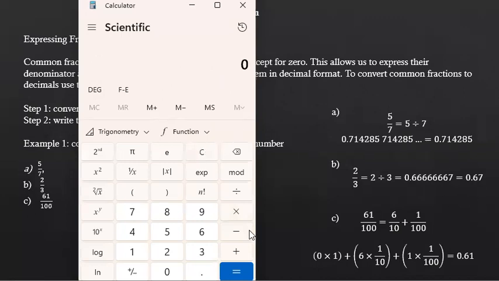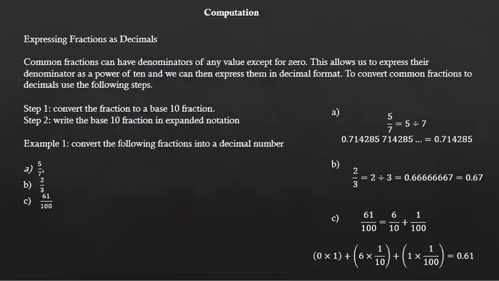For the 61 over 100, we can do the same: divide the numerator by the denominator, and that will give us 0.61. But to do it manually, you could use this expanded notation where you have 0 multiplied by 1, that will give you a 0 before the point. And you have 6 multiplied by 1 over 10 plus 1 multiplied by 1 over 100, which will give you the same 0.61. Any questions?